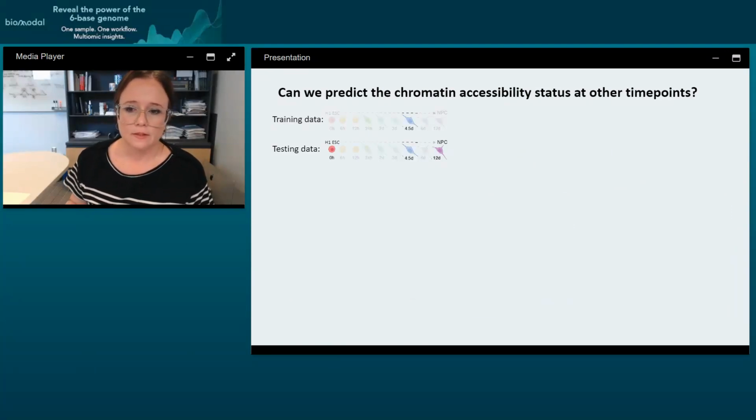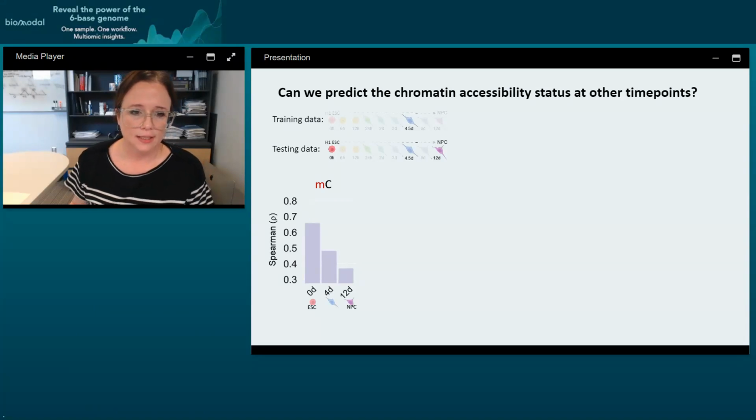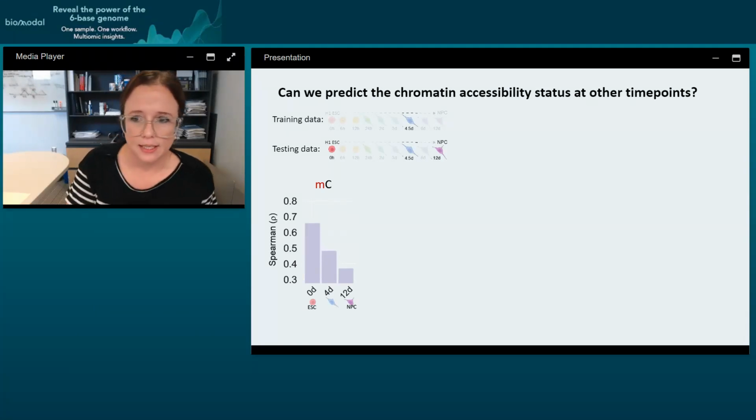Then we asked the question, can we predict chromatin accessibility status at other time points using the methylation data? And it's really interesting because methylcytosine and hydroxymethylcytosine behave very differently in terms of these model predictions. If we look at methylcytosine, we're really good at predicting accessibility in the past. So again, the training data is from 4 days, the testing data is from either 0, 4, or 12 days. If we train on 4 days for MC, we're really good at predicting accessibility at 0 days and less good at predicting accessibility at 4 and 12 days.